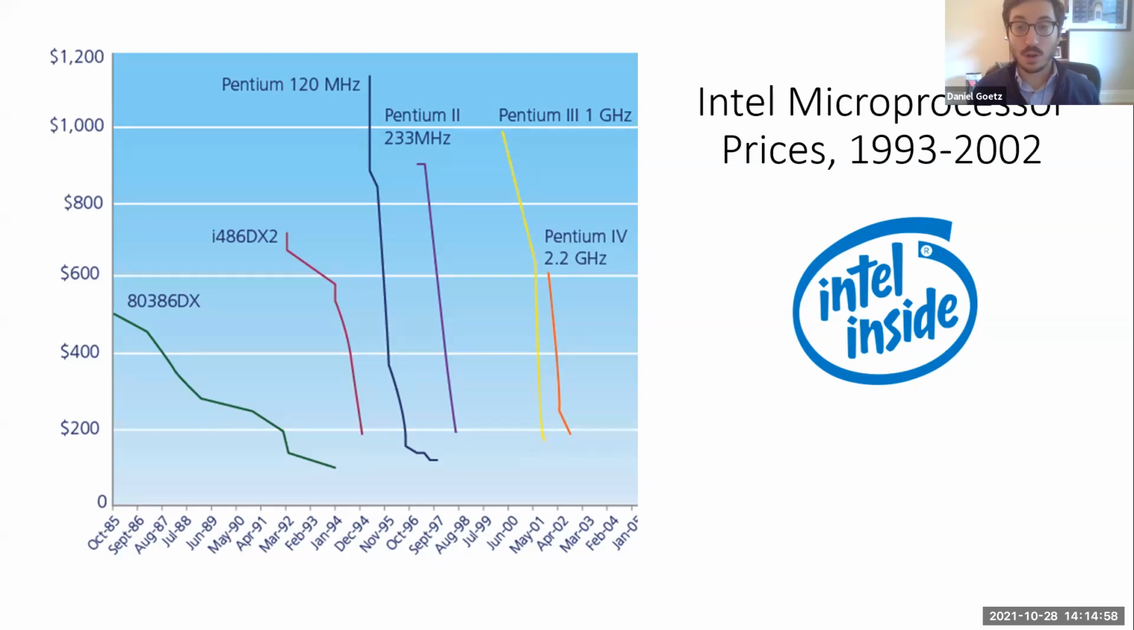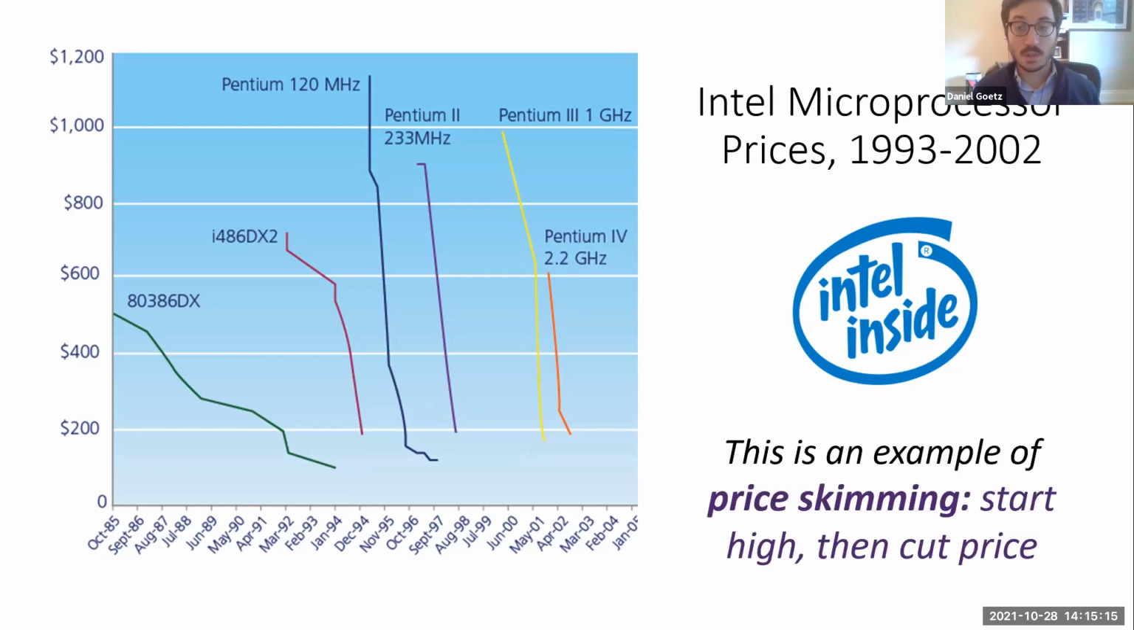So for the most recent products, the Pentium 4 starts at $600 in 2001. And then a year later, it's down to $200, right? So price drop of $400, okay? So the prices start high and then they go low. And this is an example of price skimming. Start high, cut the price over time.